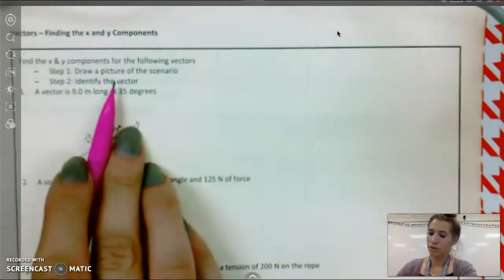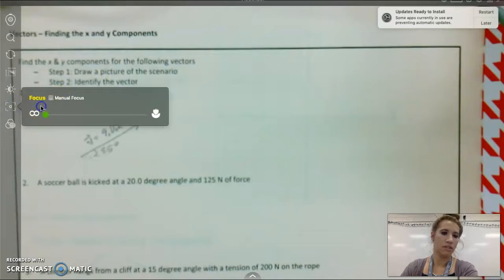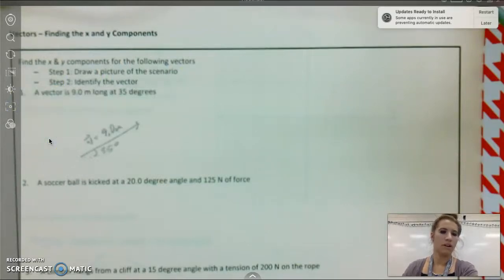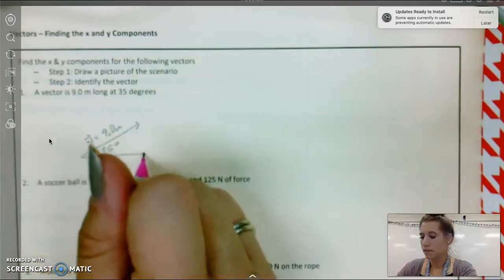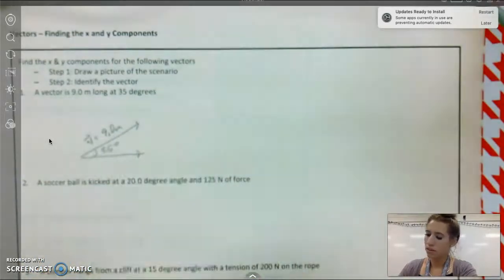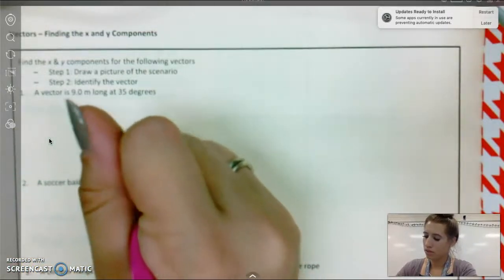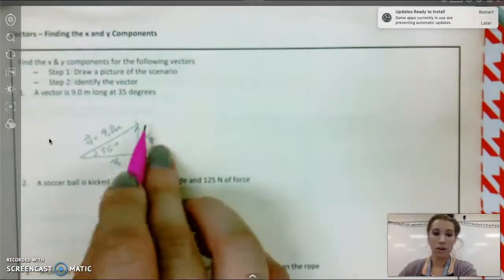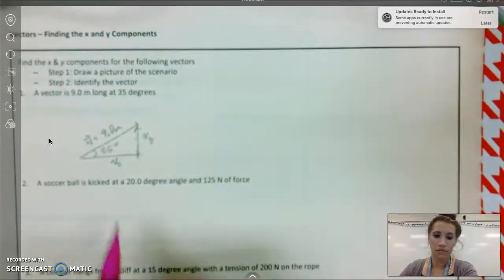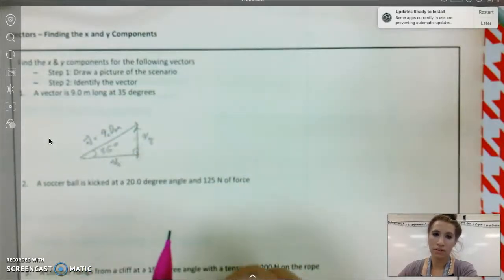I drew a picture of the scenario, and now I'm going to identify the vectors. We need to break it up into its x and y components, so let's draw those in. This one would be v sub x, and then we have v sub y, because x plus y would result in this vector here. So we have our right triangle, and we know the angle, and we know the hypotenuse.